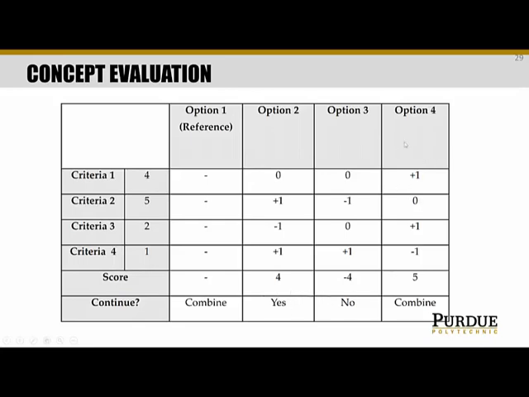Option 4, it looks like it's got some features that we might be able to combine with the base case, so our recommendation there is to combine those. So in the next iteration, we would only have 2. We would have the base case and then option 2, where the base case is the combination of option 1 and option 4. So we would want to do that a minimum of 2 times, that iteration process.